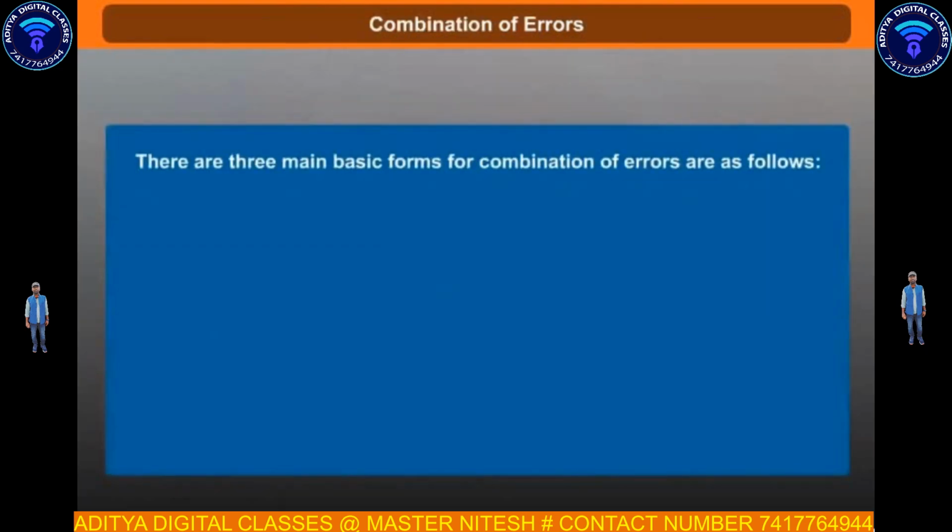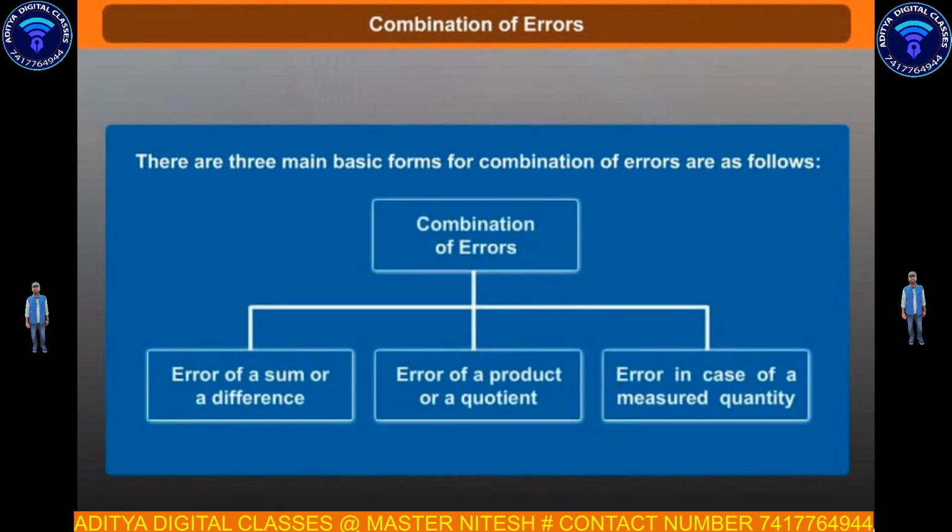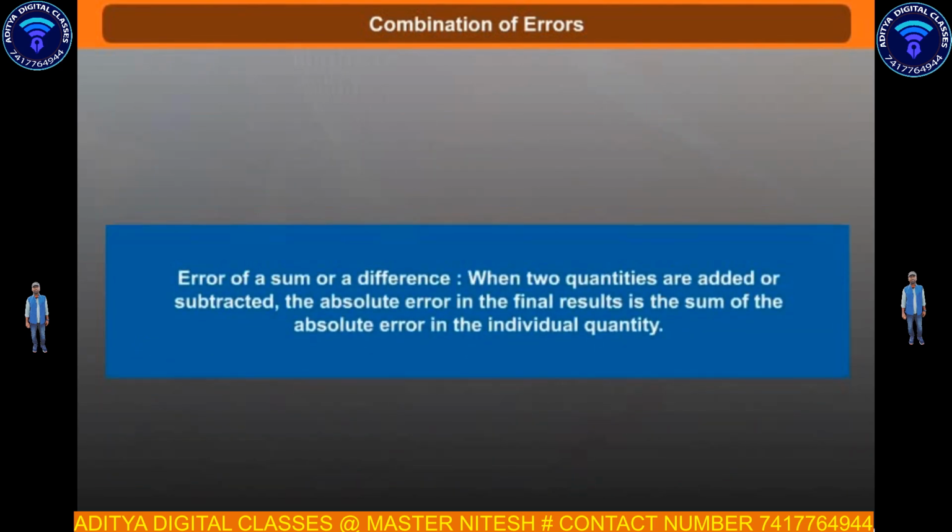There are three basic forms for combination of errors: error of a sum or a difference, error of a product or a quotient, and error in case of a measured quantity. Error of a sum or a difference. When two quantities are added or subtracted, the absolute error in the final results is the sum of the absolute errors in the individual quantities.